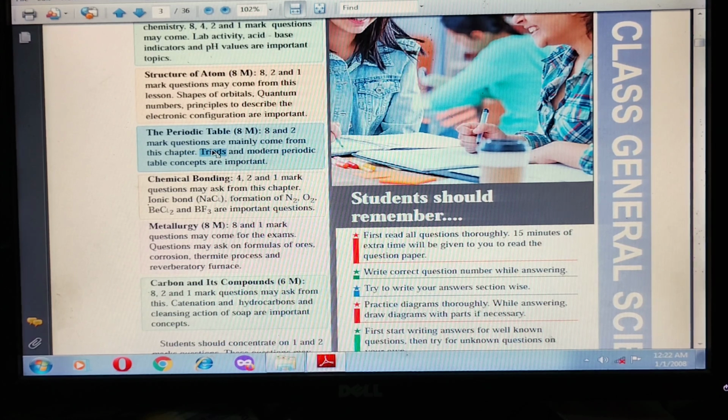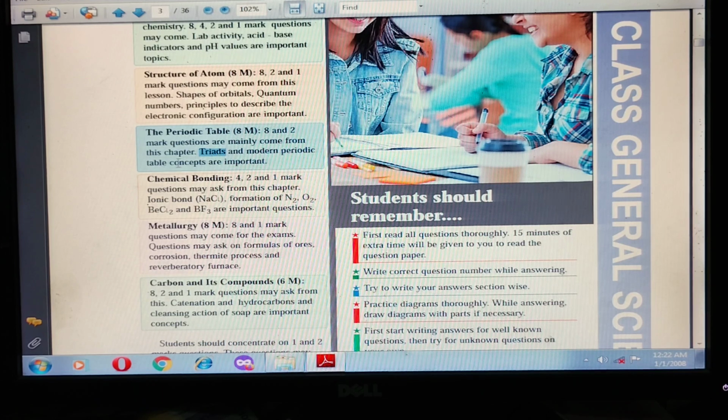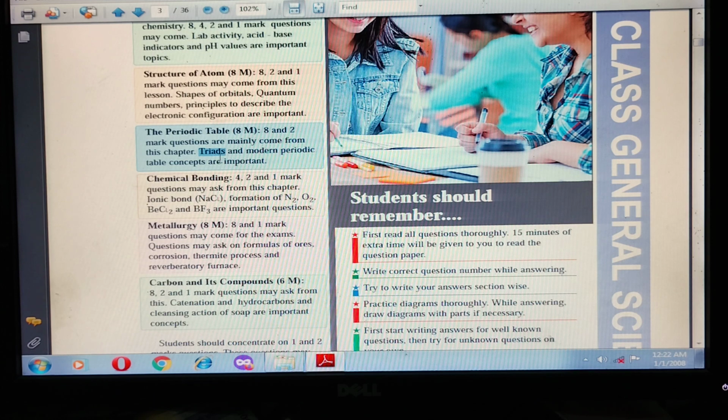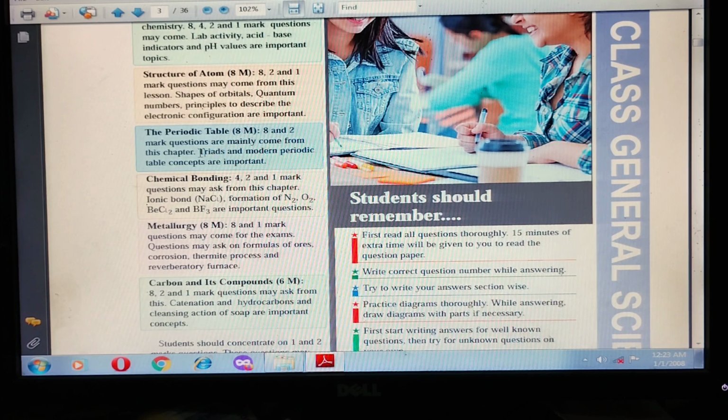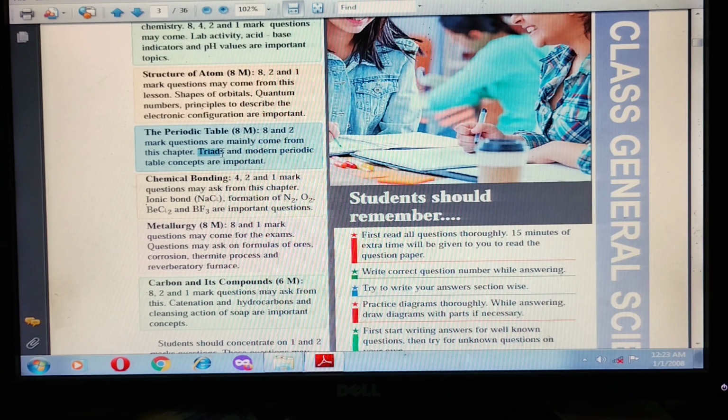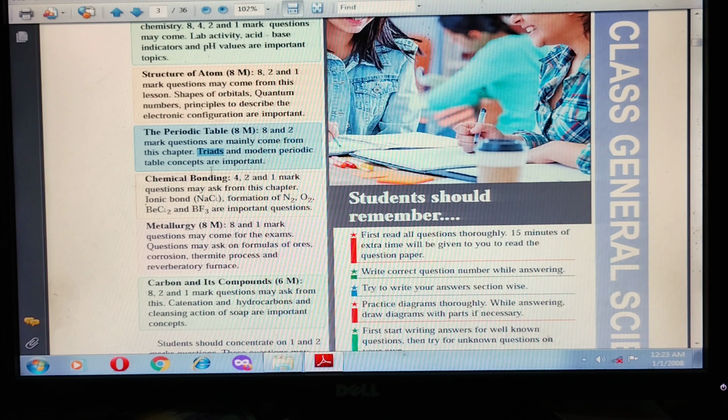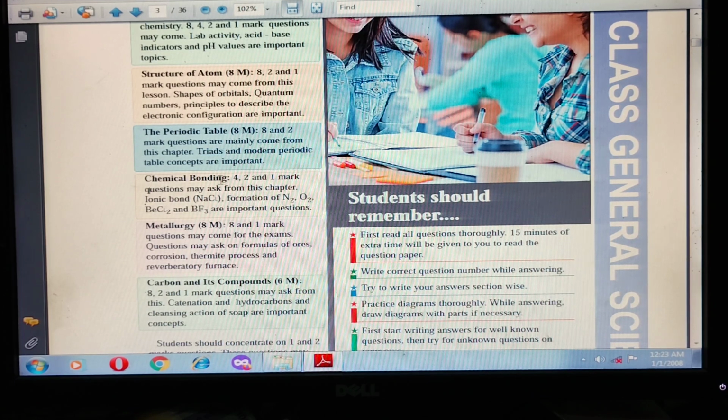Not only that, modern periodic table concepts are also important, and you have to focus on Newlands' law of octaves, Mendeleev's periodic law, modern periodic law and Dobereiner's law of triads definitions. In these four definitions, Dobereiner's law of triads and the triads' element names are very, very important. Already I explained in my previous video, so please go through it once. And the next concept in chemistry is chemical bonding.